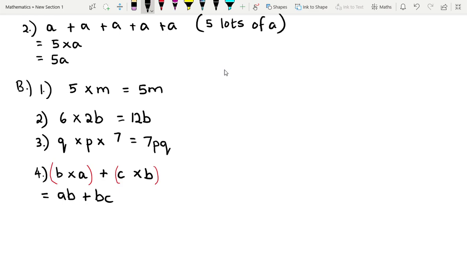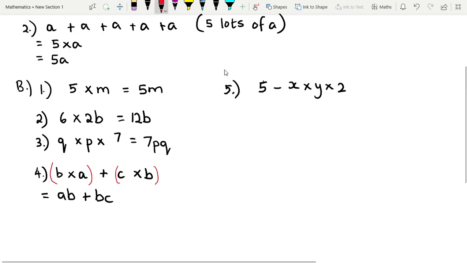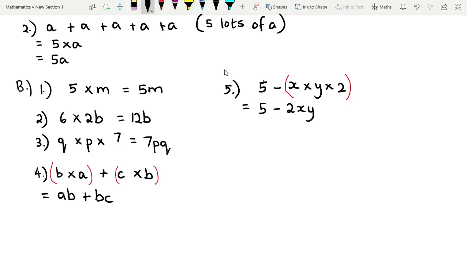Okay, going on, we will look at another one, and I'll do it here. Number 5, we have something like 5 minus x times y times 2. So here we're going to do multiplication first, that's for sure. And so we're going to have 5 minus x times y times 2. We're going to start with 2, our numerical value, x, y. Now we cannot add or subtract these two, as they are unlike terms. So you would leave your answer like that.